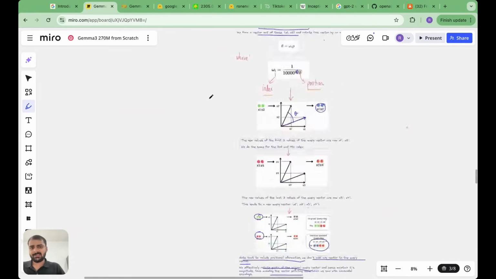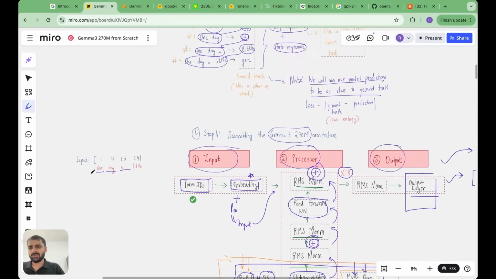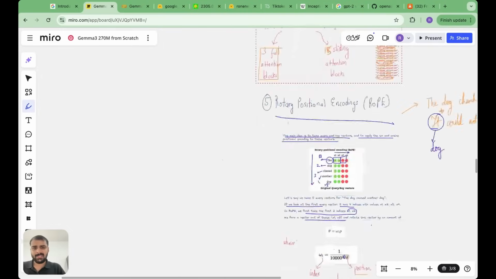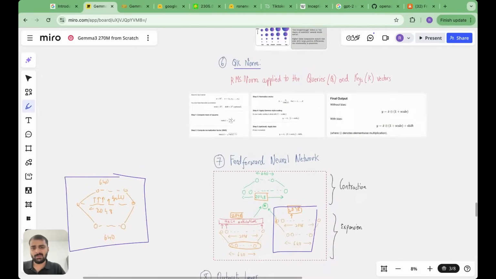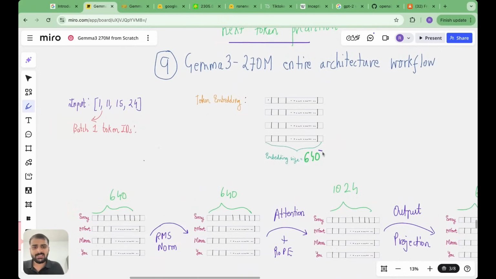So we started this section by thinking about input tokens, right? And what happens to them when they pass through this entire transformer block. Now let me tell you with exact dimensions which Gemma 3 270 million actually had. They used a token embedding dimension of 640. That's the first thing to consider, right?